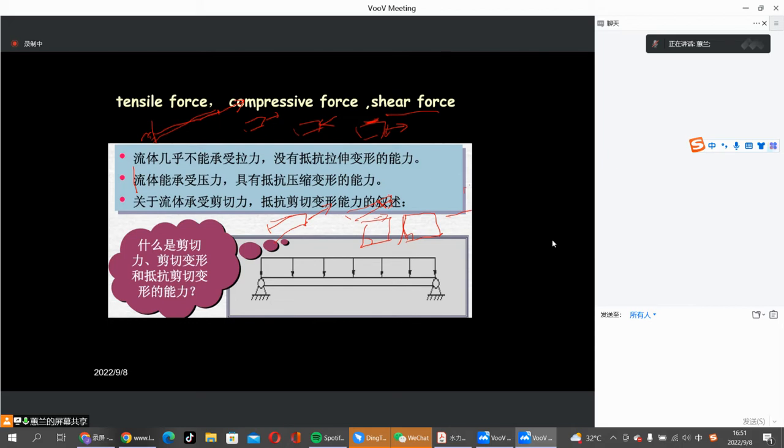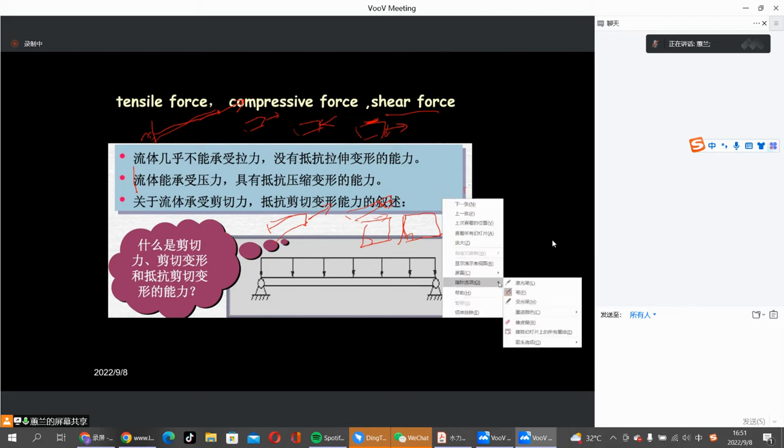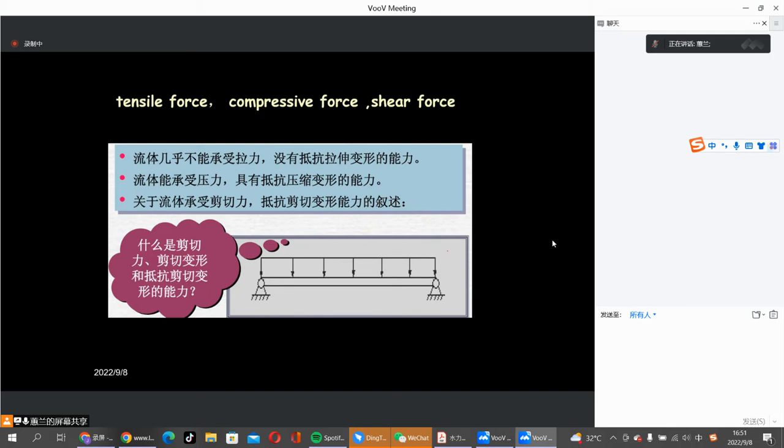Okay, so before we talk about the shear stress, we need to understand what shear stress is. So we recall what we have learned in material mechanics. We need to know what tensile force, compressive force, and shear force are, right? Or maybe I will do it this way. Maybe this is an element.